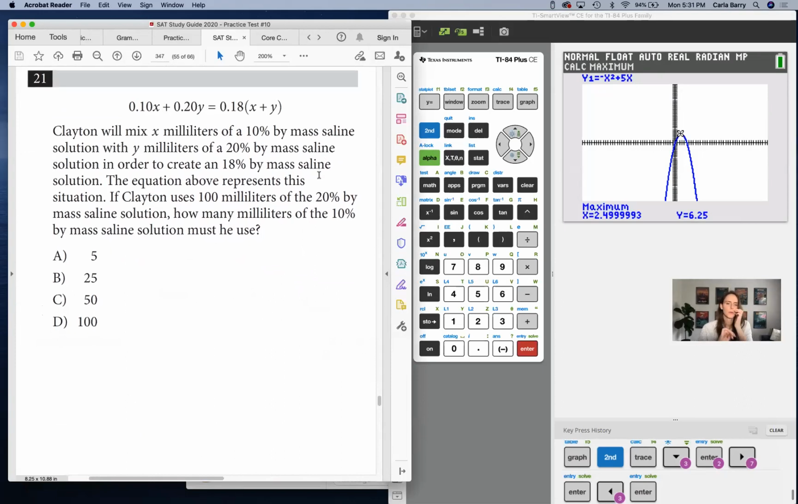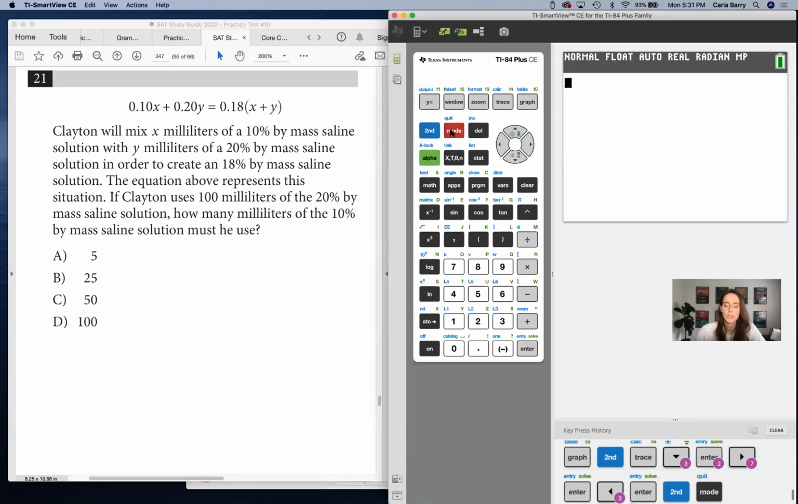So let's read it through. And if you already recognize this question or you know what you would use, just send it to me in the chat. Or as I'm reading through it, you can send it. So they give us an equation there, and then it says Clayton will mix X milliliters of a 10% by mass saline solution with Y milliliters of a 20% by mass saline solution in order to create an 18% by mass saline solution. The equation above represents the situation. If Clayton uses 100 milliliters of the 20% by mass saline solution, how many milliliters of the 10% by mass saline solution must he use?